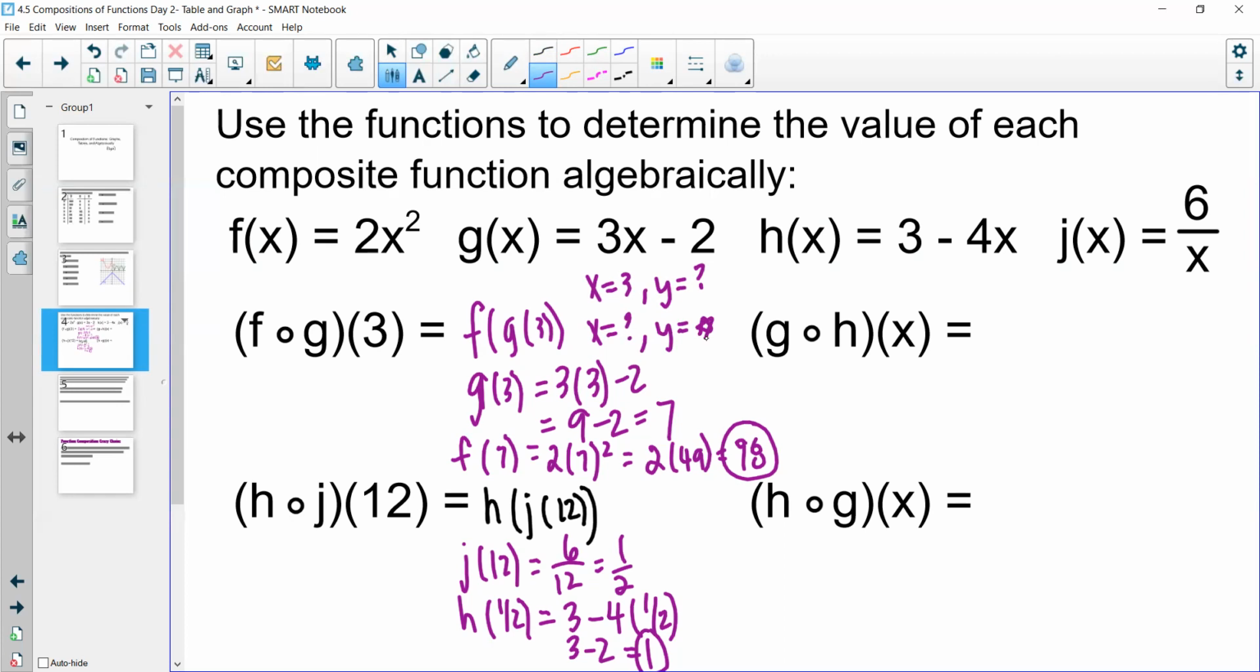Okay, so that question mark means something. That's our intermediate solution, and our star is what we're actually looking for. And that's how we proceed to evaluate these functions algebraically. We're going to do the exact same thing when we're evaluating them on a table and on a graph.